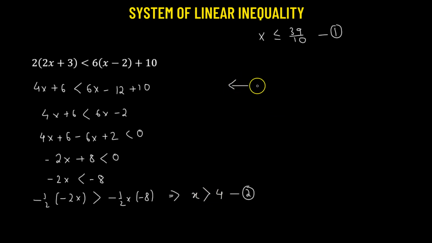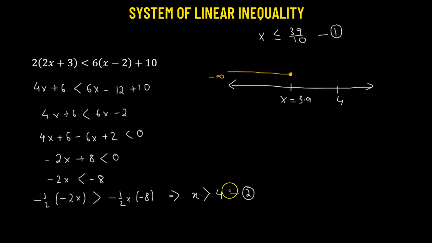So here what we'll do, we'll consider on the number line the 2 points. So we'll consider x equals 39 over 10, which is actually 3.9, and we have x equals 4. The first one says that we have to consider all the values of x which are less than or equal to 39 over 10. So that means we'll consider the values lying to the left of x equals 3.9 and extending all the way up to negative infinity. So here x equals 39 over 10 is also part of the solution. So we'll use a dot here.